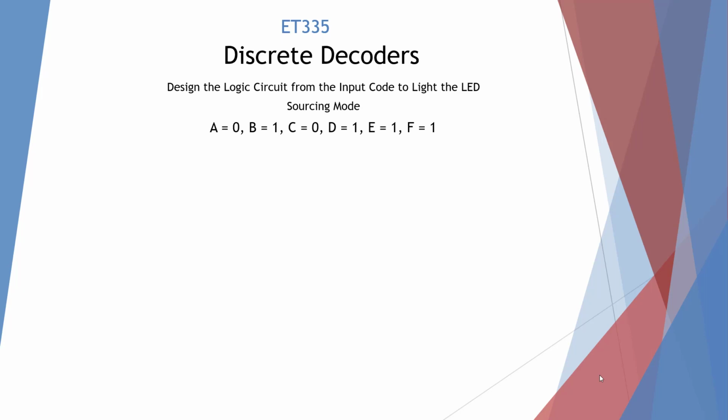Okay, so let's design a discrete decoder from our code here. And it's a sourcing mode, so I'm going to choose a NOR gate. Kind of an ugly NOR gate. And so we're going to have 1 out, so that is obviously sourcing. So let's put a resistor and a ground. Okay, so this is going to be what? 0, 0, 1.